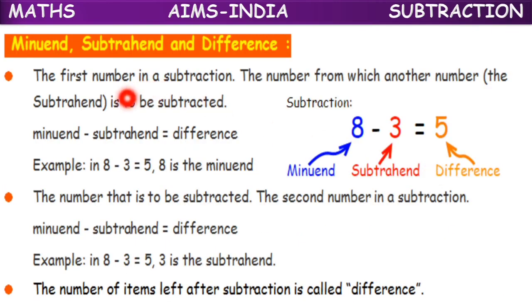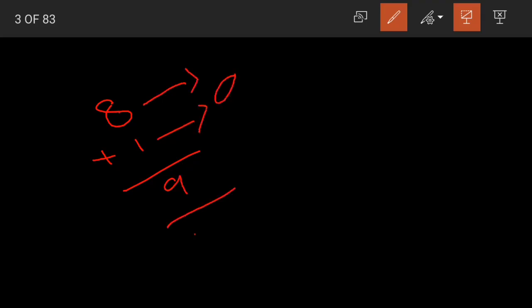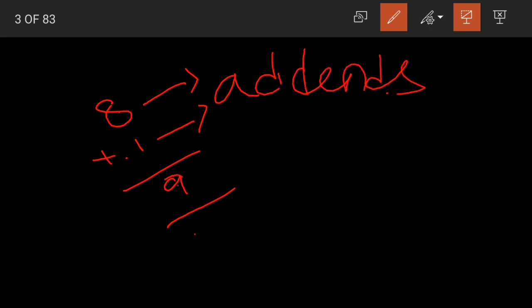Now the next topic is minuend, subtrahend and difference. What is it? Minuend, subtrahend and difference. Now when we add two numbers, say 8 plus 1, 8 plus 1 becomes 9. Yes, so what are 8 and 1 called? 8 and 1 are called as addends. Yes children, 8 and 1 are called as addends, and the answer we get after adding, we call it as sum.